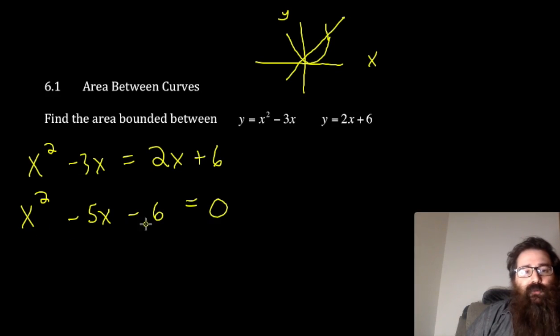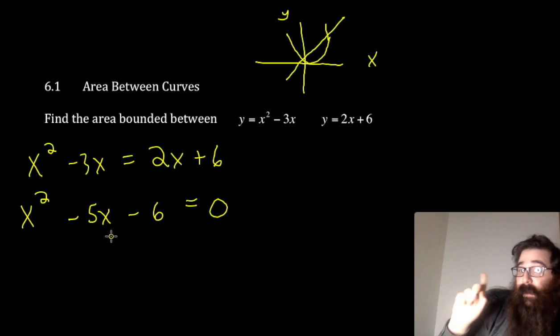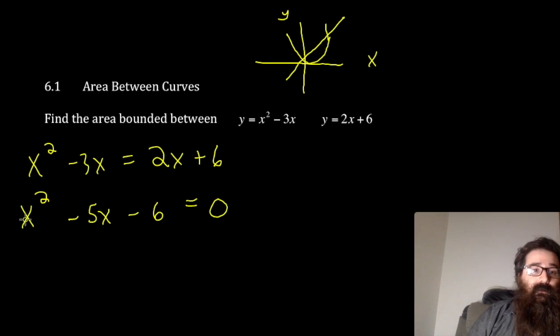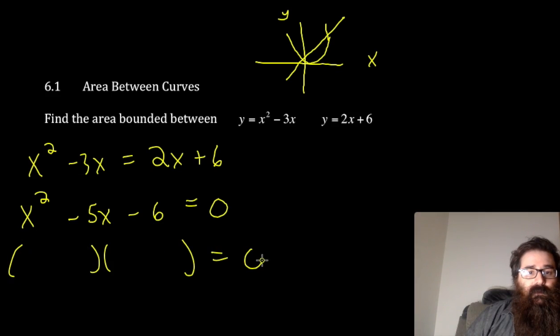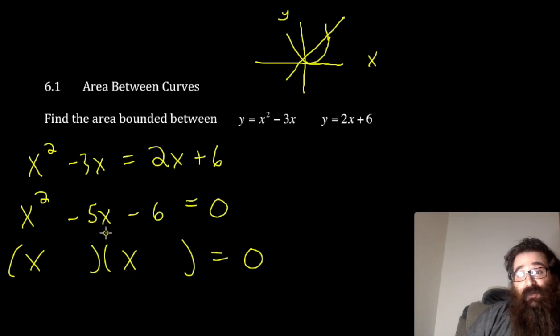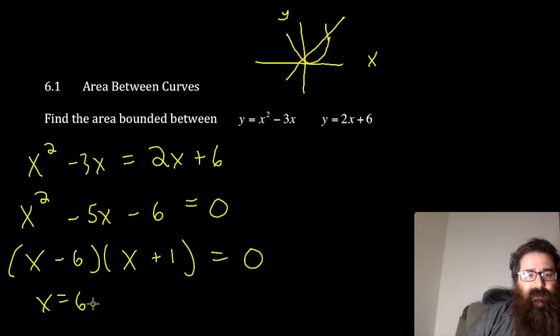With this quadratic, of course, if we can factor, we want to factor. It looks like this can factor. X and x starting each binomial. Two numbers that multiply to negative 6 but add up to negative 5. You think what I'm thinking? I'm thinking negative 6 and a positive 1. So that means I have values x equals 6 and x equals negative 1. And that's where the two curves are going to intersect.